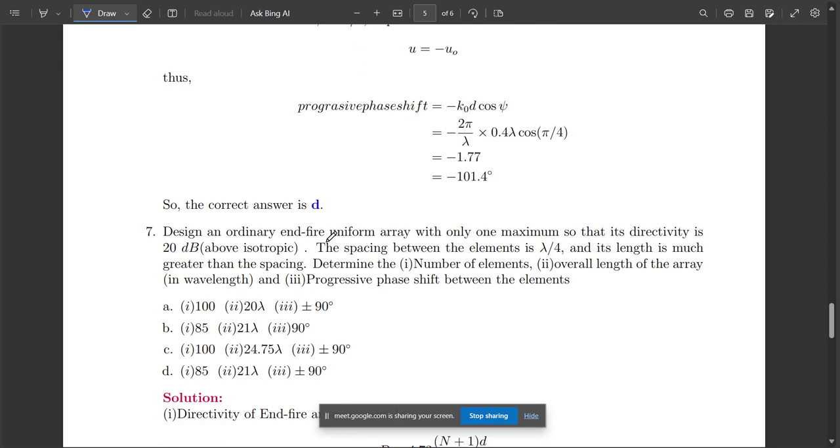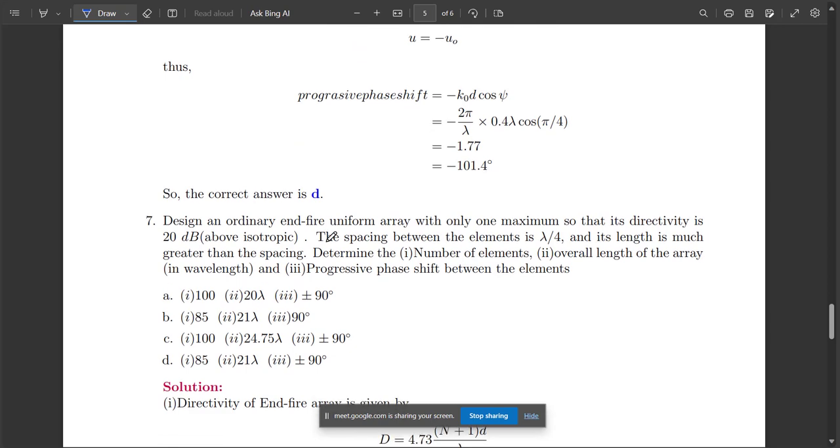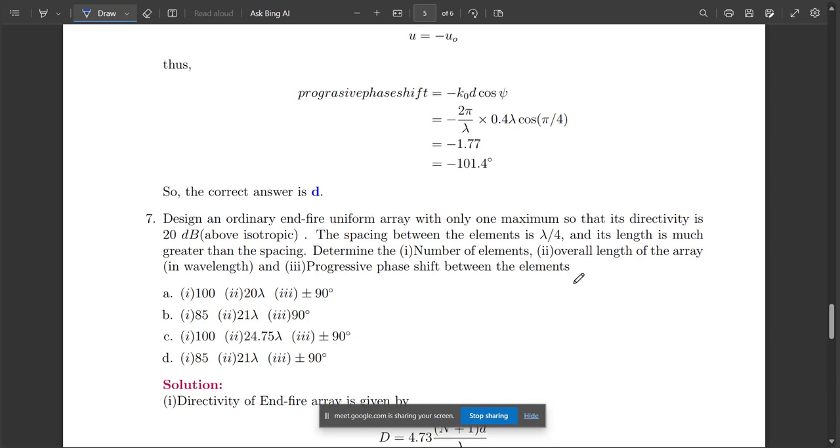Okay, so let's try to solve the next question. Design an ordinary end fire uniform array with only one maximum so that its directivity is 20 dB above isotropic. The spacing between the elements is lambda by 4 and its length is much greater than the spacing. Determine the number of elements, the overall length of the array, and the progressive phase shift between the elements. So three things are asked of you.